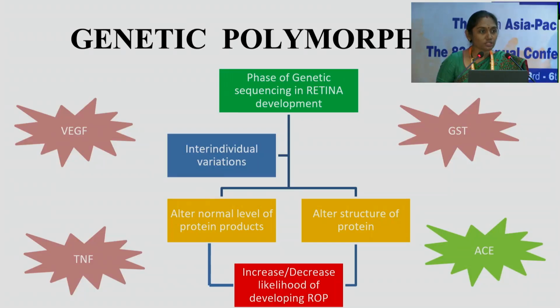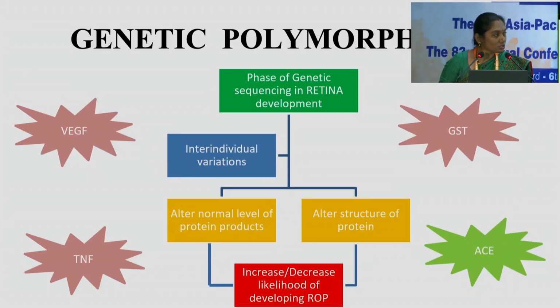And there occurs the genetic polymorphisms. In the phase of genetic sequencing in retinal development, there occur inter-individual variations that cause alterations in the structure and level of proteins, which increase the likelihood of regression or progression of ROP, contributed by these genetic polymorphisms.